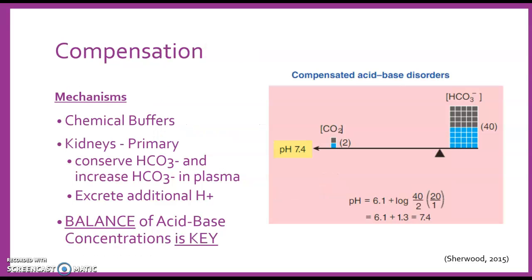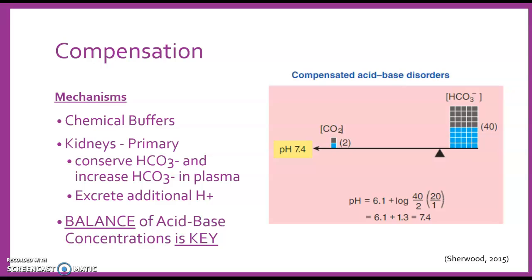So we'll look at the compensation piece. This is zoomed in on the right side of that diagram, because that is what we're looking at with the compensation now. We have several mechanisms that help us do this. We have chemical buffers, but the primary way that we compensate for respiratory acidosis is through the kidneys and renal conservation of bicarbonate, and by adding additional bicarbonate to the blood plasma. Additionally, our kidneys can also help us excrete those additional hydrogen ions to help bring that pH balance back to our happy place of roughly 7.4.